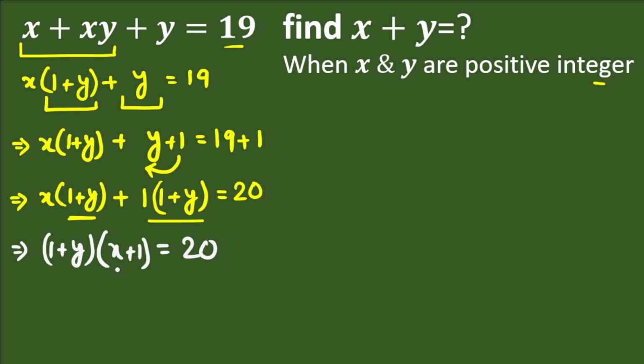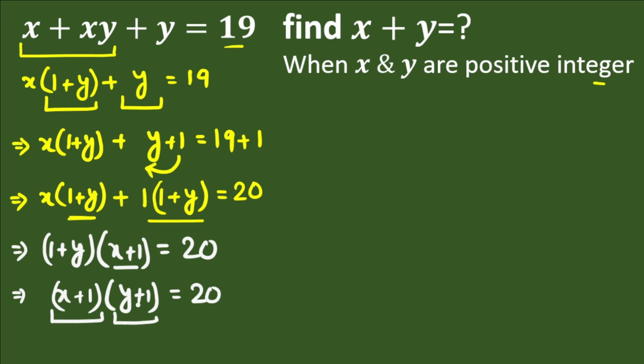Here we have x plus 1, and here it is 1 plus y, so we can write it as y plus 1. So it is x plus 1 multiplied by y plus 1, and that's equal to 20. Now we have two factors, x plus 1 and y plus 1, and the product of these factors is 20. So now we'll split 20 into factors.